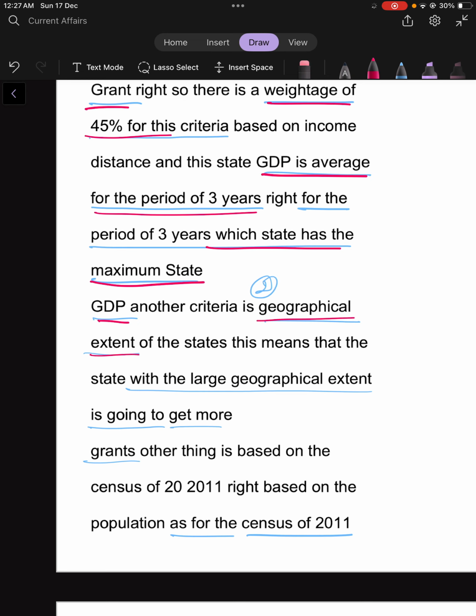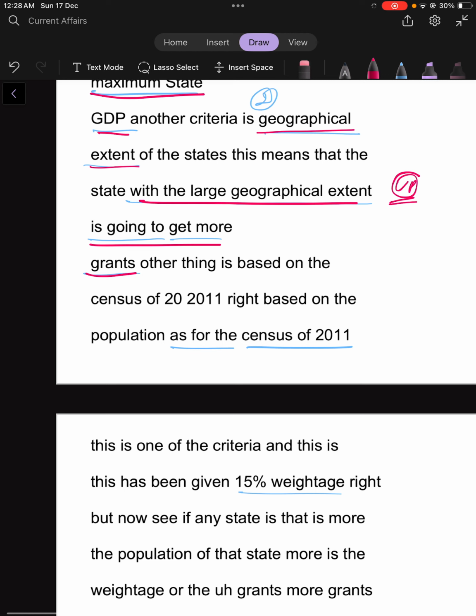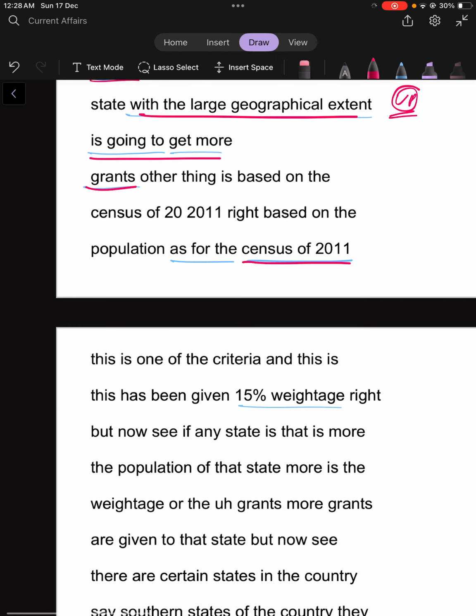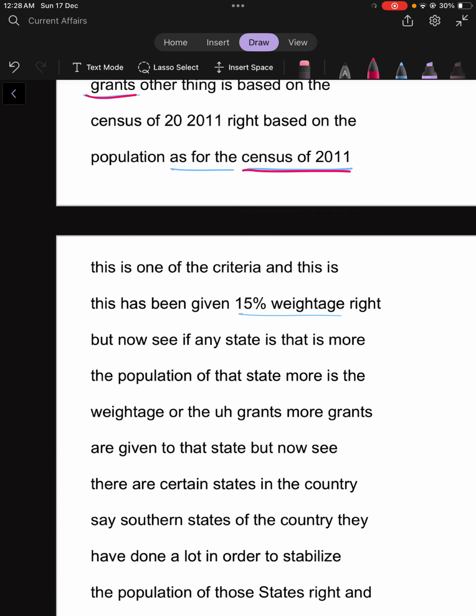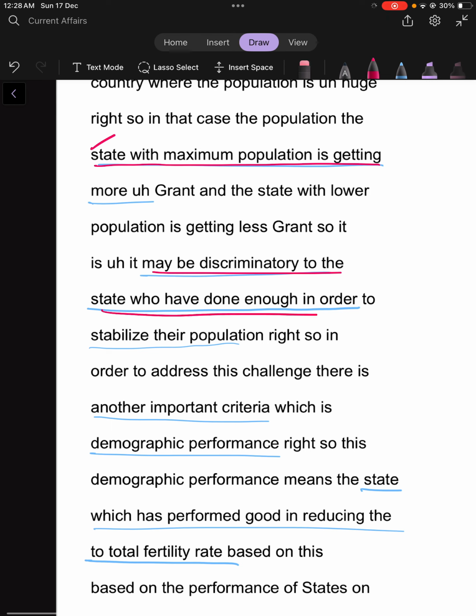Then geographical extent: a state with a large geographical extent is going to get more grants. For example, UP has a very large area, so it will get more grants. As per the census 2011, population based grant is given, and 15% weightage is given to that. Otherwise, states with more population would get more grants, and it would be discriminatory to the states which have done well in order to stabilize their population.